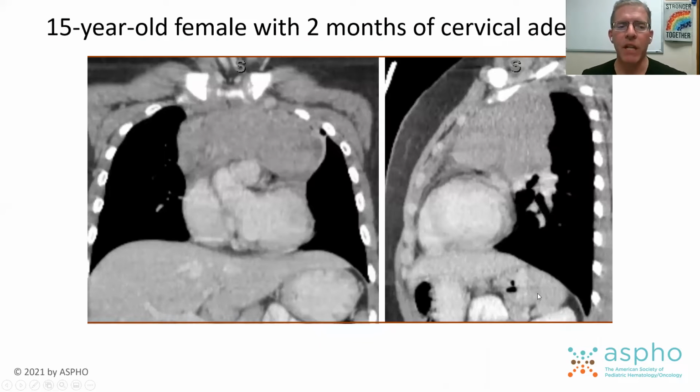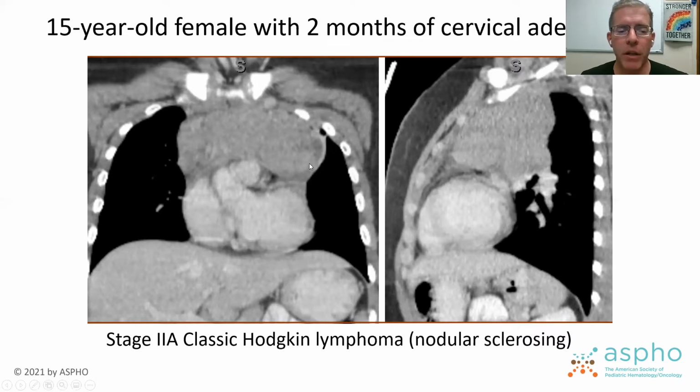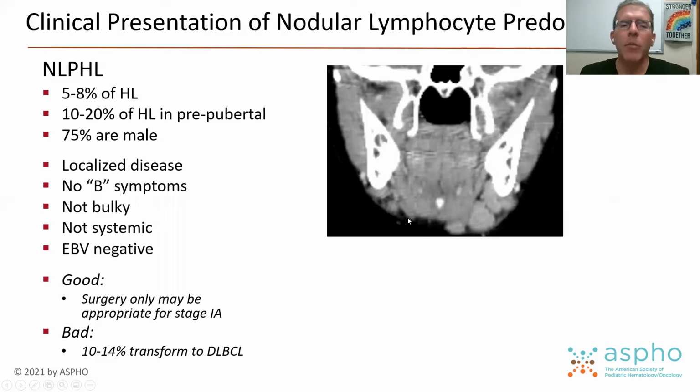Here's an example of a 15-year-old female who presented with 2 months of cervical lymphadenopathy. You can see a large anterior mediastinal mass, and she was diagnosed with stage 2A classic Hodgkin lymphoma, nodular sclerosing subtype. In terms of the clinical presentation of nodular lymphocyte predominant Hodgkin lymphoma, it is less common.